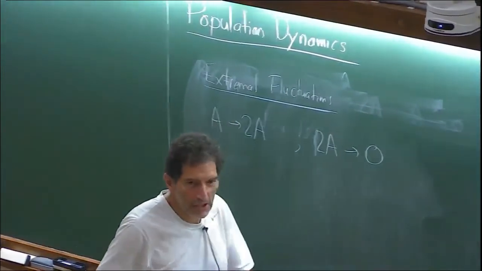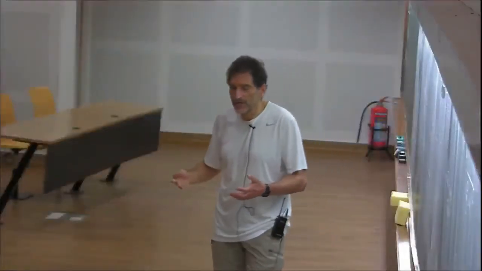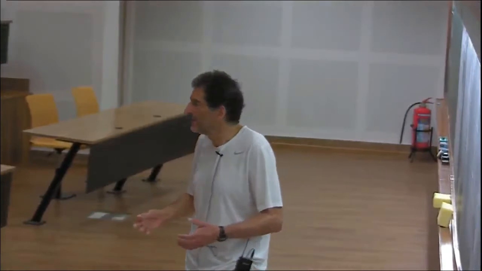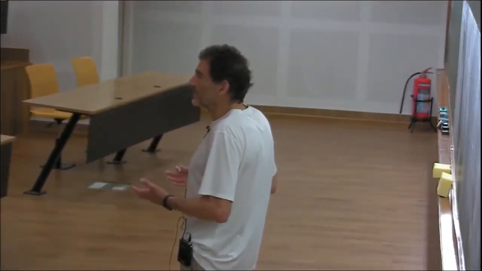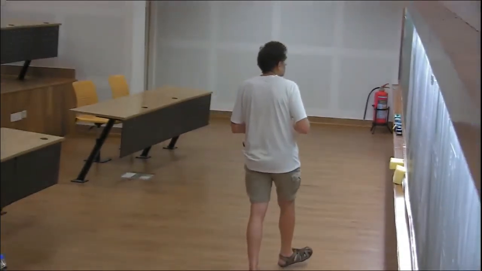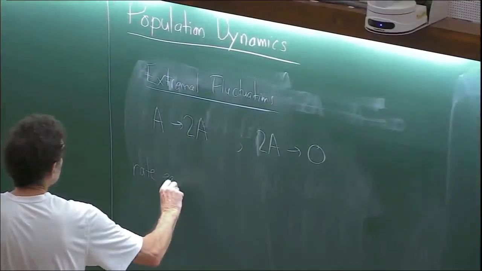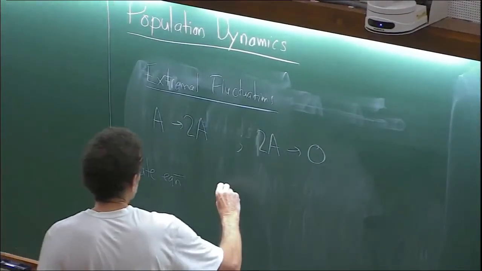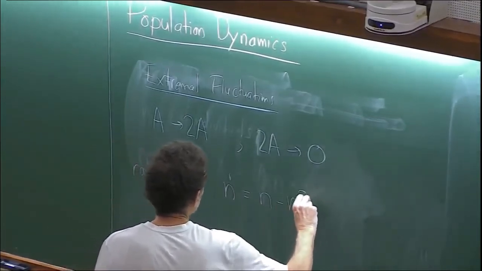So bacteria give birth, but each bacteria hates its brother or hates its sister. And so when two bacteria meet, they kill each other. And then I want to ask, well, what happens in this system? What is the final state of the system? So once again, we can write down a rate equation for the number of individuals. And the rate equation might look something like this. n dot is equal to n minus n squared.